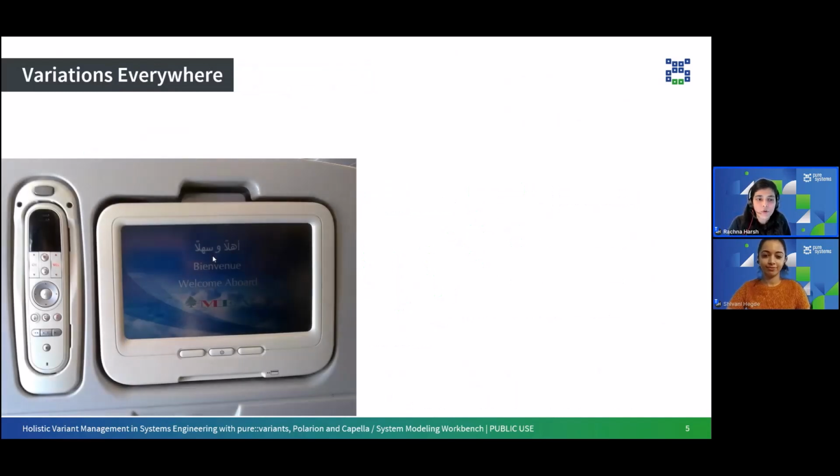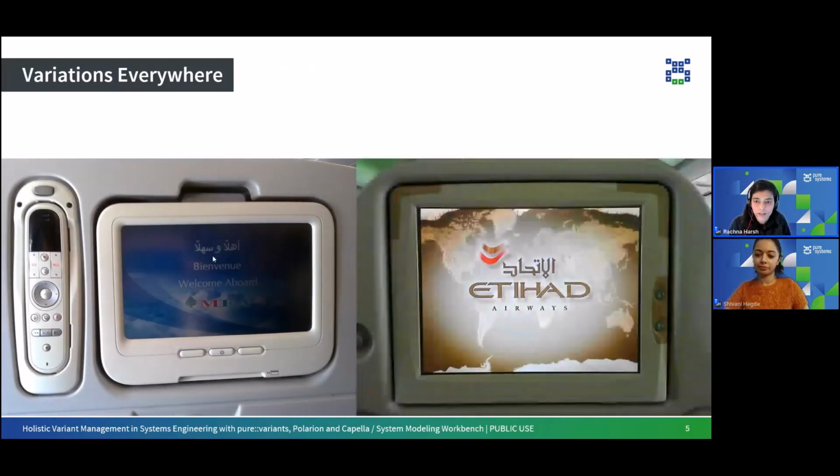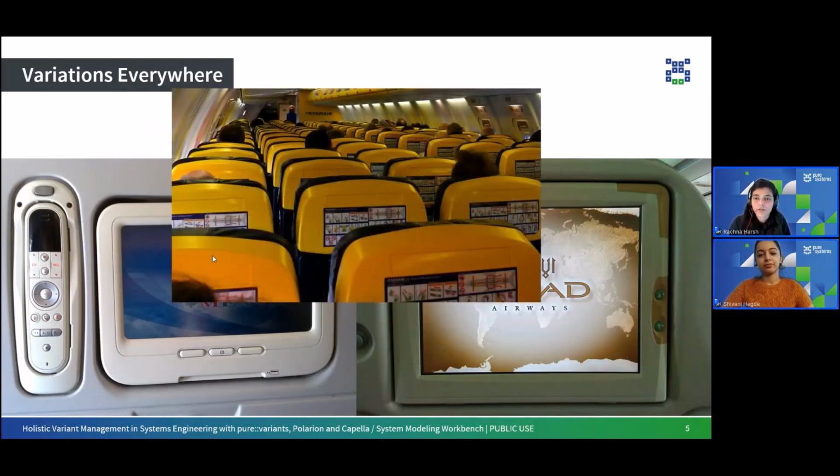So as you can see, we are talking about variations everywhere. Here, on the left and the right-hand side, we have the private screens for the in-flight entertainment system, which is a common view in all the long-distance or international flights. Whereas when we look at domestic or short-duration flights, we do not have something like this, right? Taking the in-flight entertainment system as an example, we will walk you through a demonstration of the pure::variants capabilities using the toolset I talked about.